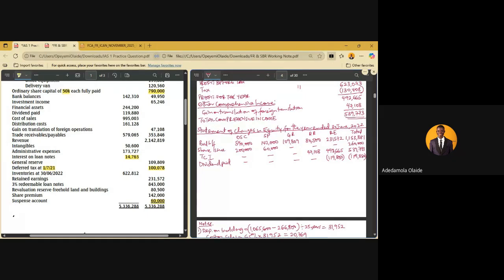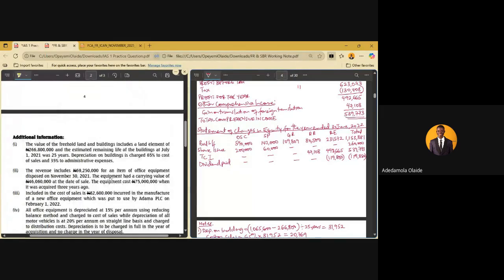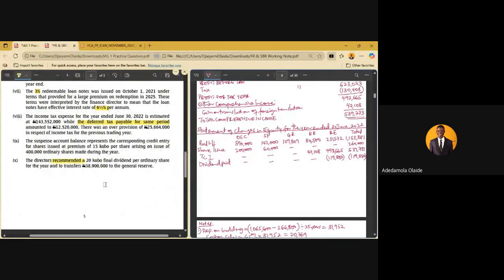Now, the next thing is what? We're told that there will be a transfer to general reserve of 38.9 million. Transfer to general reserve, 38,900. Where will the transfer be coming from? From our retained earnings. That's where we'll be transferring from. So that one will be nil. Aside from that, I don't think there is anything else to be included in this account.